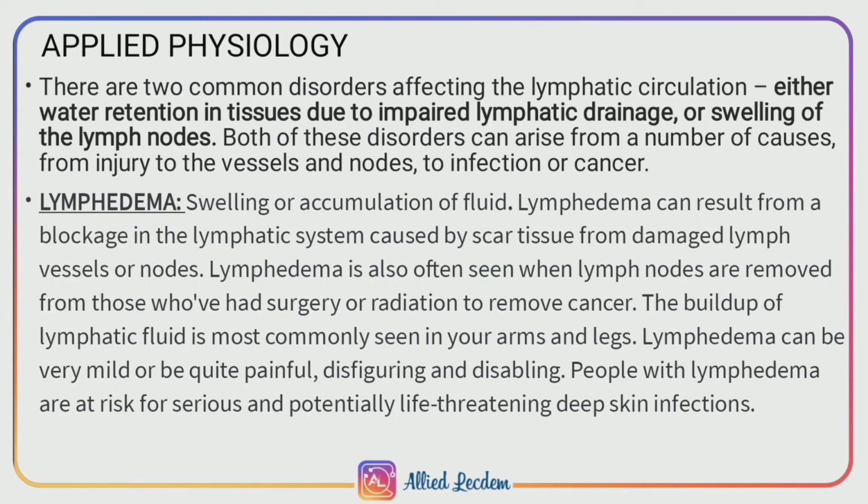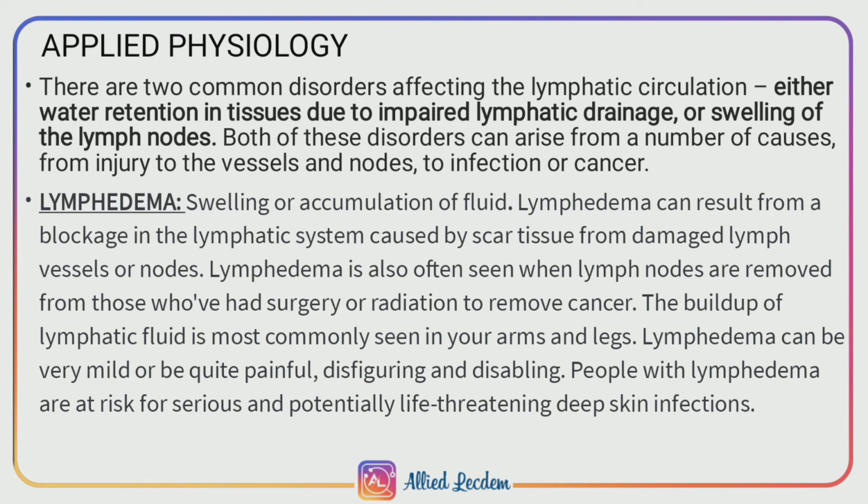Next, we'll see some conditions related to the lymphatic system and lymph. The applied physiology of the lymphatic system can be divided into two common conditions. They are caused either by water retention in the tissue due to impaired lymphatic drainage, or by swelling of the lymph node.